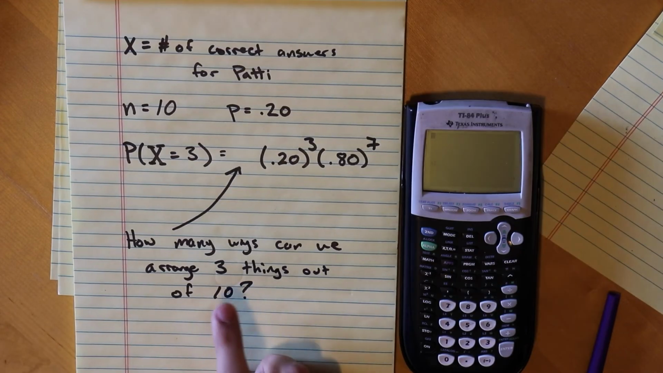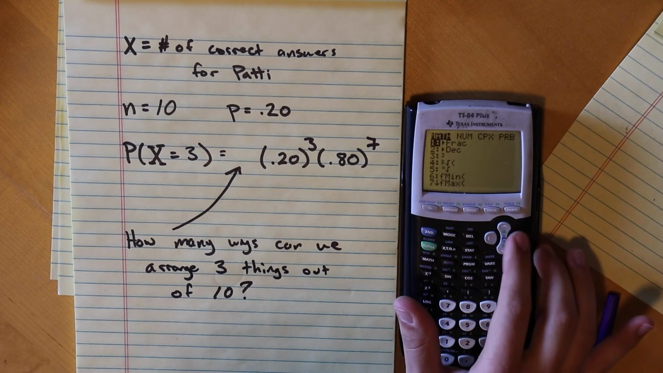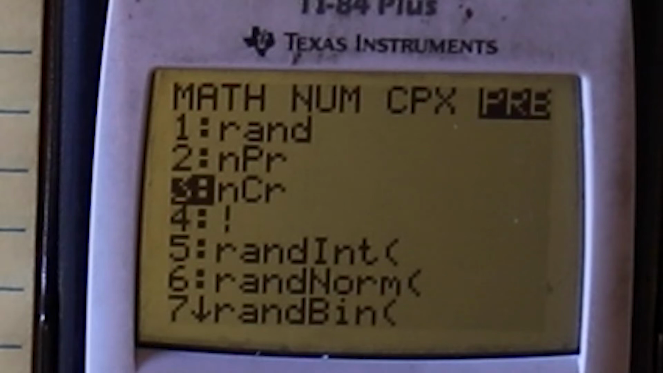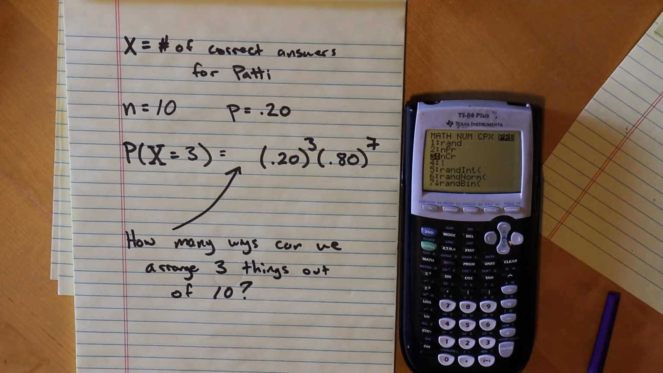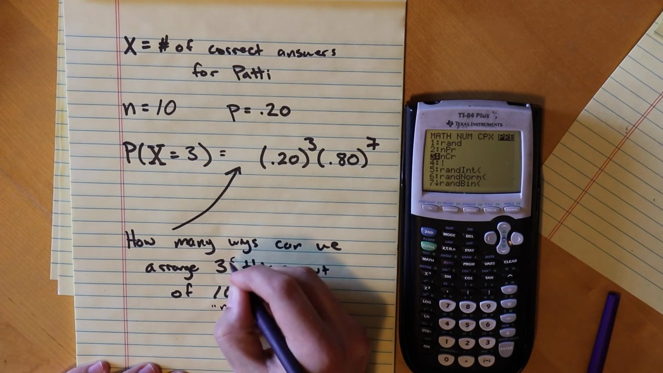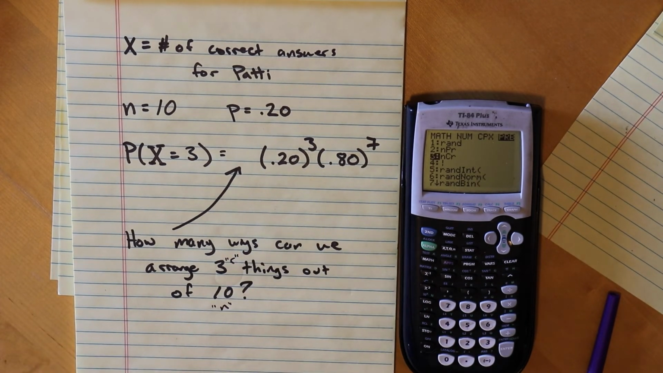So the first thing we're going to do is type the number 10. Then you're going to go to Math, go over to Probability, and go to nCr. What nCr means is that this is your n, and this is your r. It's going to tell you how many combinations are possible when you choose 3 things out of 10.